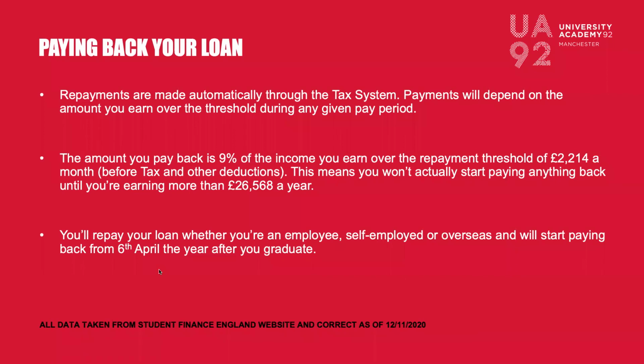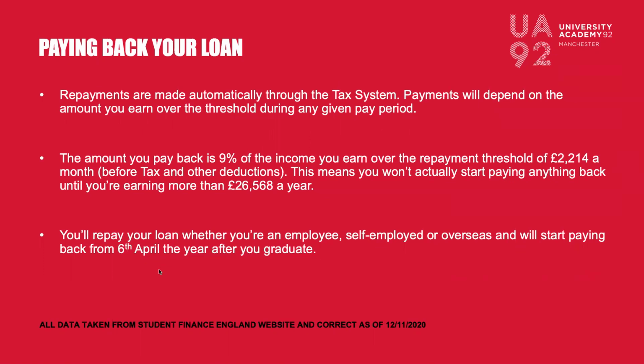So paying back the loan is often something that people want to know how that works. So what I've done is put together a bit of information here. So repayments are made automatically through the tax system. So payments will depend on the amount you earn over the threshold during any given pay period. That threshold, which we'll go into in a second, basically once you're above that, you start paying the money back. And you don't have to make the payments yourself or anything like that. The repayments come out of your salary, just like your national insurance and your income tax and things like that.